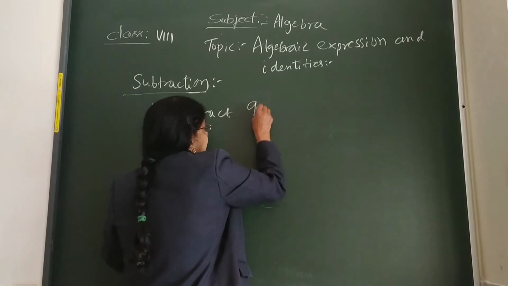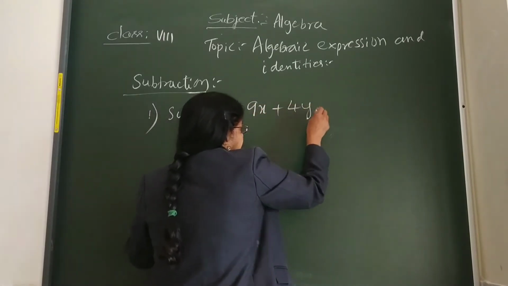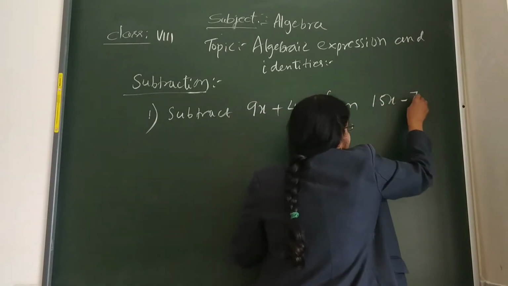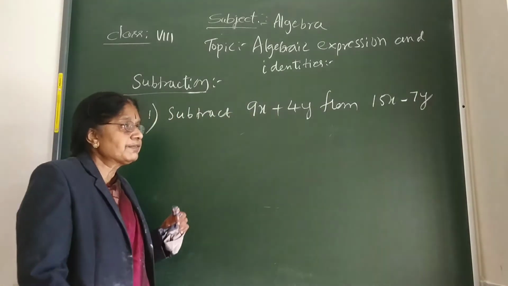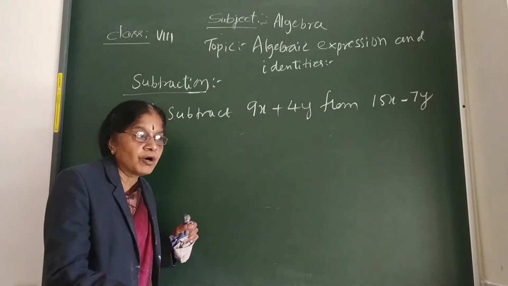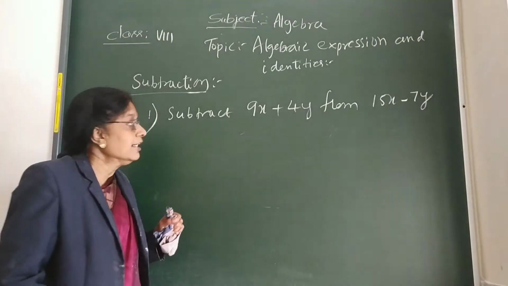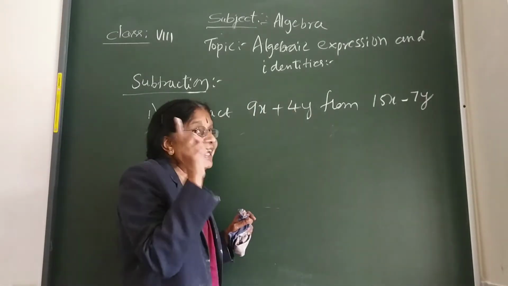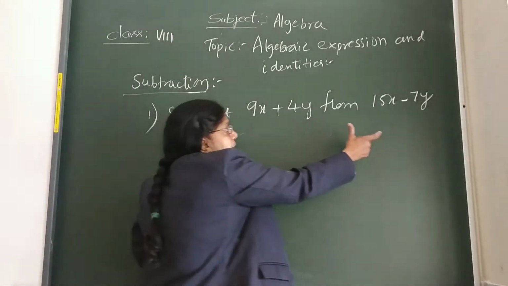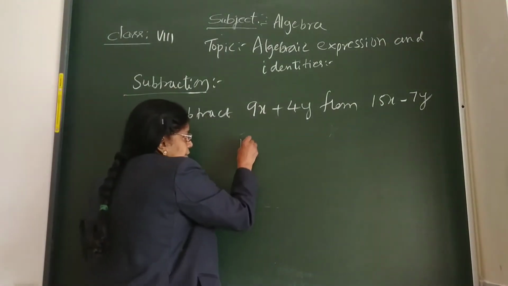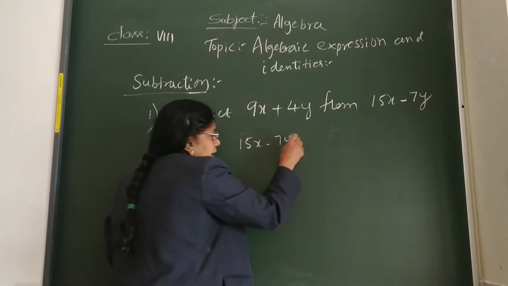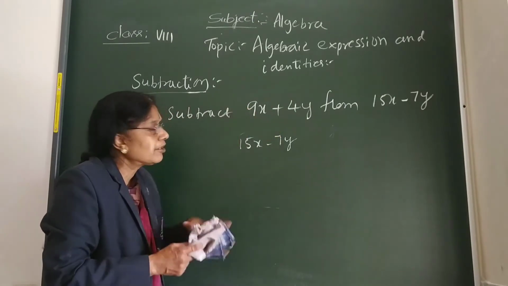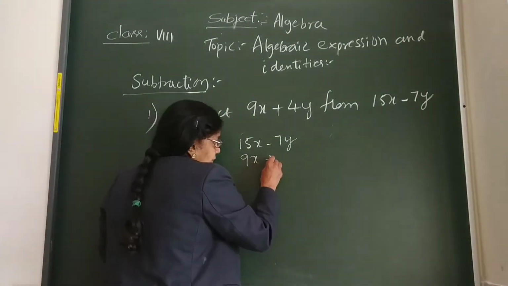Okay. Next we will do subtraction of binomials. How to do the binomials? Subtract 9x plus 4y from 15x minus 7y. This we will do in a vertical form. Vertical means one below the other. After "from", whatever binomial comes should be written first, which is 15x minus 7y. Below that you write whichever term is given after subtract, which is 9x plus 4y.